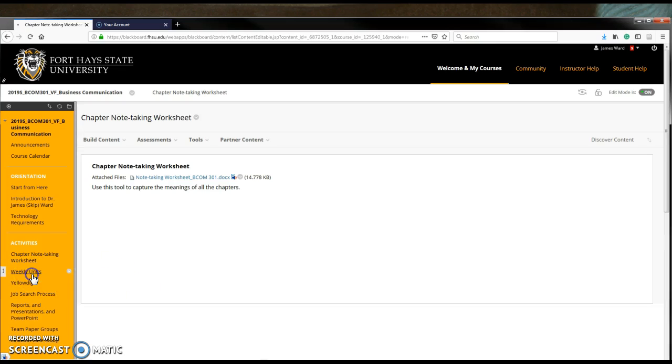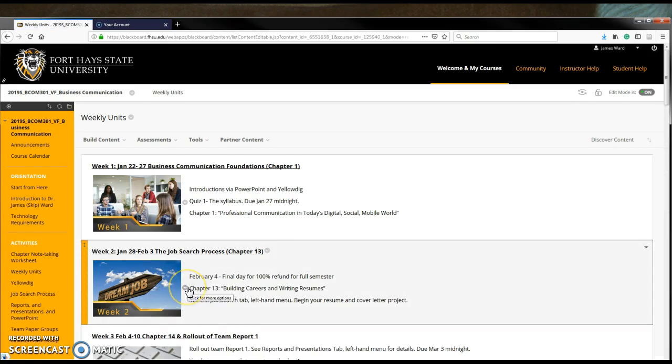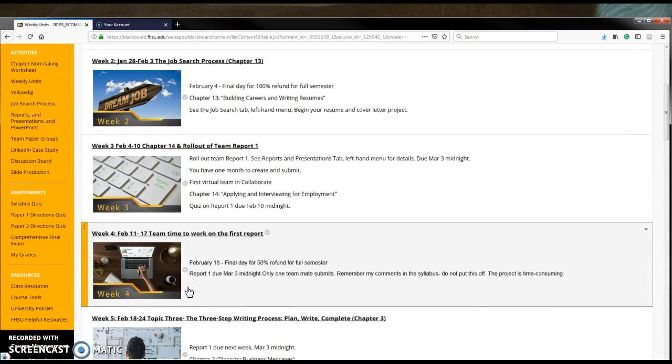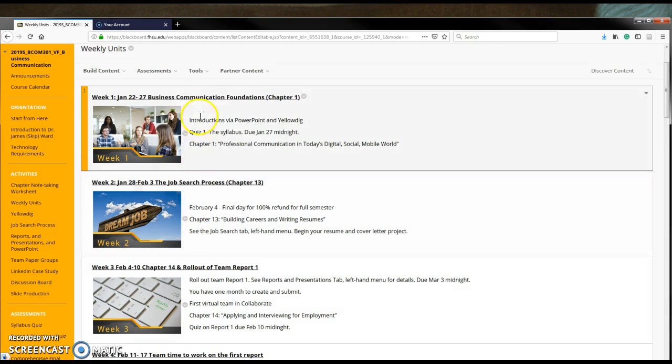Here is where you're going to find the weekly units. You can see each week. We're starting week 3 with the rollout of the first team report. You will note that you have a quiz on the syllabus due this coming Sunday, or next Sunday, January 27. It tells you the chapter that we're doing.